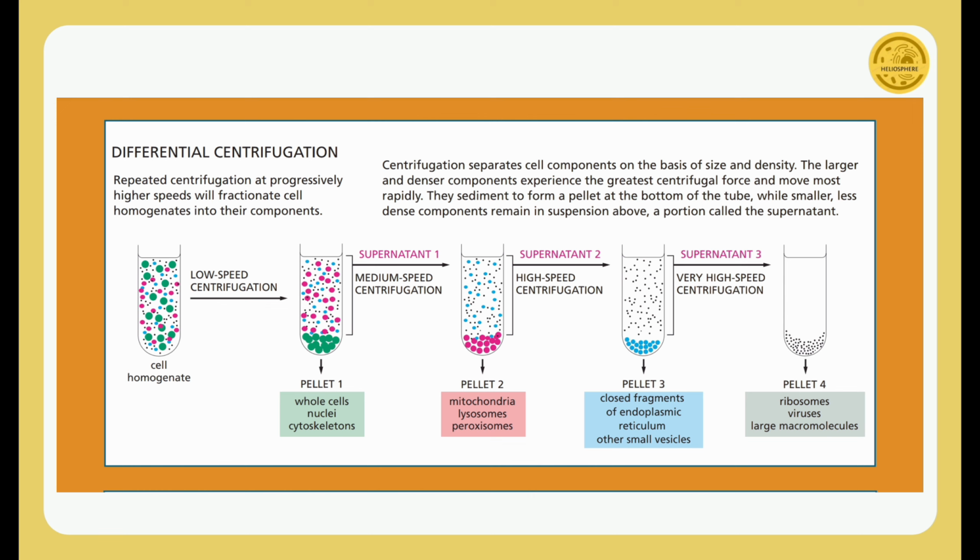Medium-speed centrifugation isolates mitochondria, lysosomes, and peroxisomes. High-speed centrifugation separates smaller vesicles and fragments of the endoplasmic reticulum. And lastly, very high-speed centrifugation isolates the smallest components like ribosomes and large macromolecules.